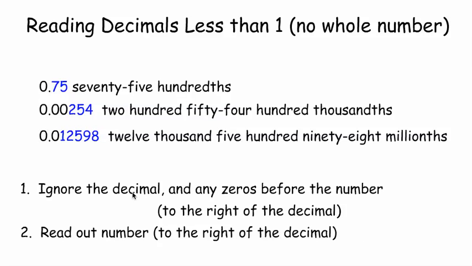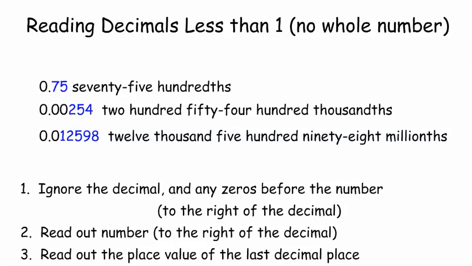Okay, so step 1, ignore the decimal and any zeros before the number, to the right of the decimal place of course, and then read out the number as we did up here. So ignore the 0, and then 12,598, and then step 3 is read out the place value of the last decimal place, and that's it.